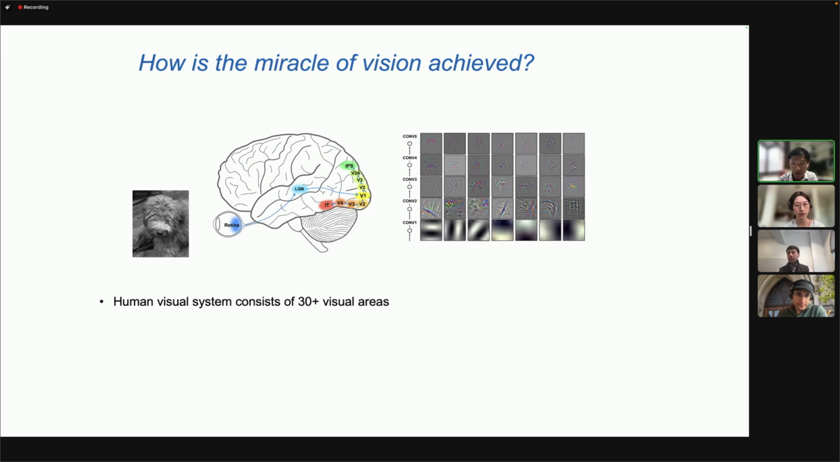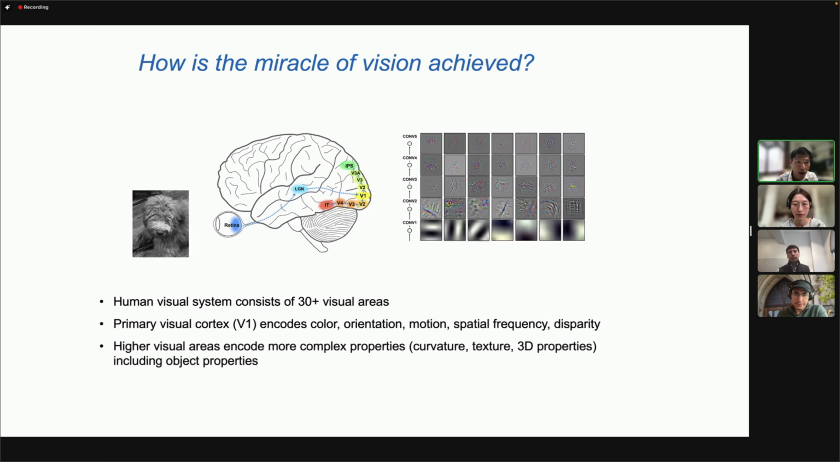But then these motifs, these features get elaborated on, and you see more complex tuning properties as you move up the visual hierarchy. Higher areas encode things such as curvature, texture, 3D properties, including properties of objects. And although we can readily identify objects by sight, we are more hard put to describe exactly what those properties are that allow us to attain the feats of recognition.